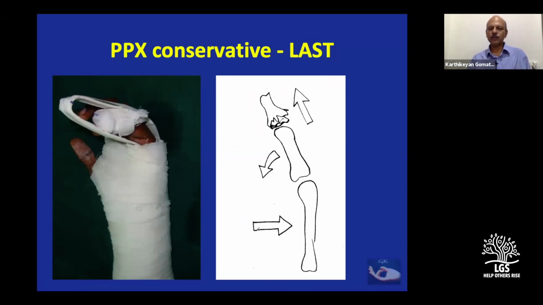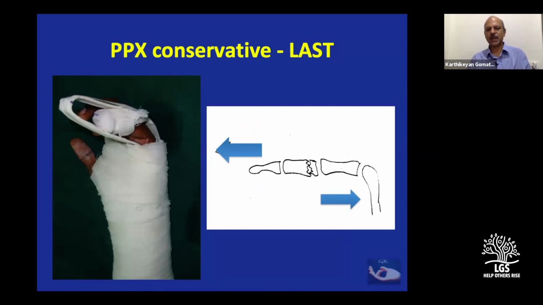So what you need to do is you need to flex the finger and give counter traction on the metacarpal bone, so that when you flex the finger and then give traction, you are able to open out the PIP joint and maintain the PIP joint space. So when you flex the finger, the traction is applied here. This is the counter traction applied by the POP slab that you have given.